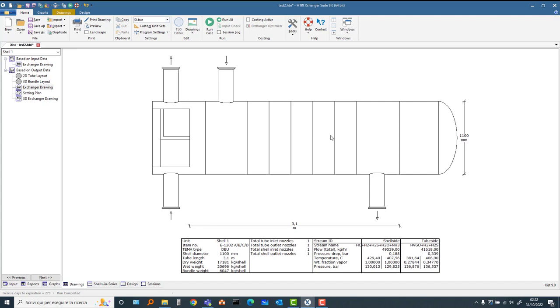So if the cut is horizontal, we must have an uneven number of cross passes. But if the cut is vertical, it doesn't matter how many baffles there are. But before trying to increase a little bit the coefficient on the shell side, let's look if there is any other problem.